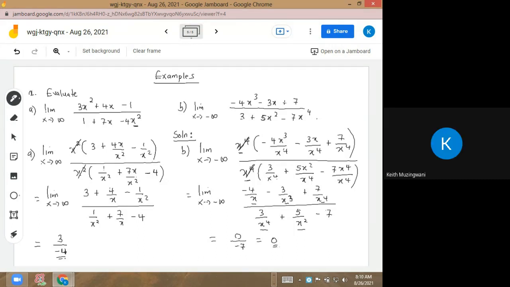Now, so 0 in the numerator is okay. This is just in the denominator. Very, very okay. In the denominator, it can't work. It will be very, very complicated.